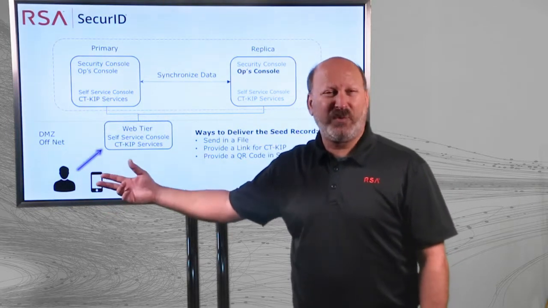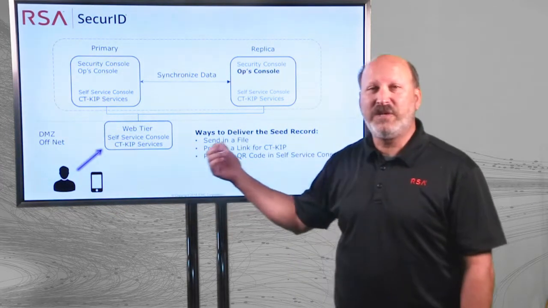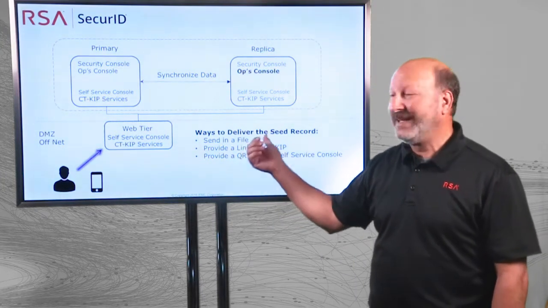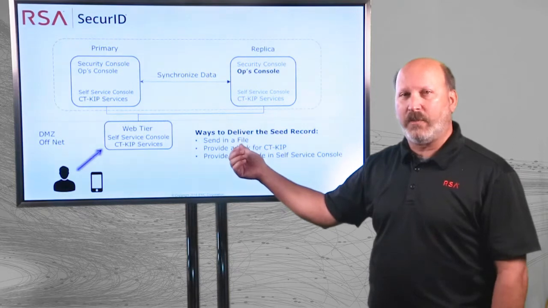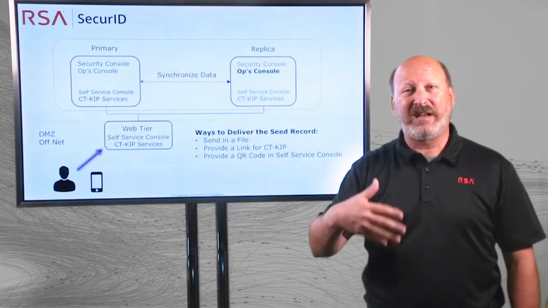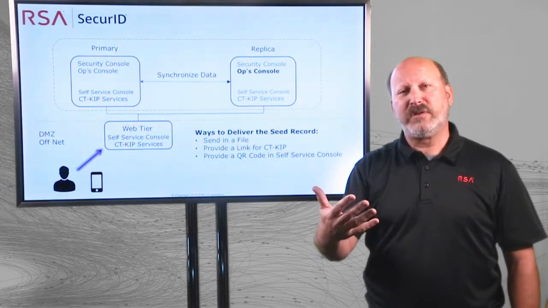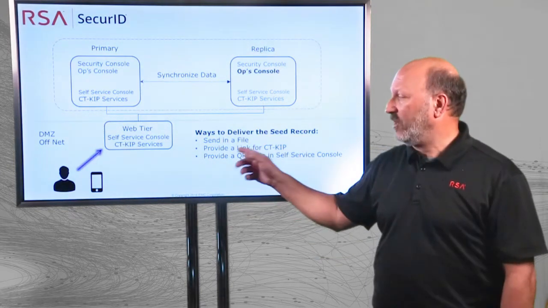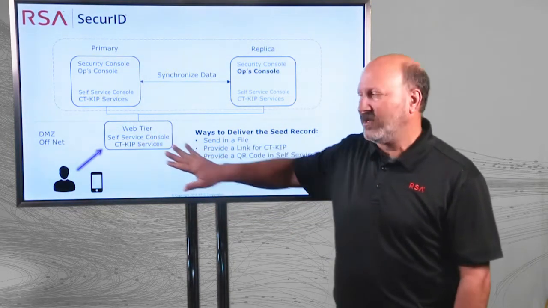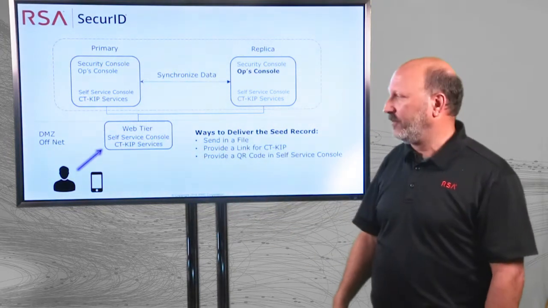Going back to the web tier in CTKIP, when I have to get a token to that mobile device, there are 3 ways to do it. I can send it to you in a file, which is what a lot of our peers do, which is not secure. Can be done. We still support it. Not recommended. We can provide you a link, so you can click on a link that activates your mobile app that downloads the token through that CTKIP service. Or we can provide you a QR code for interactive response through self-service, which is obviously the preferred method.